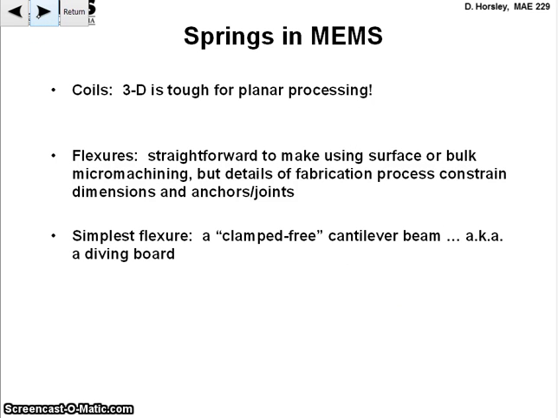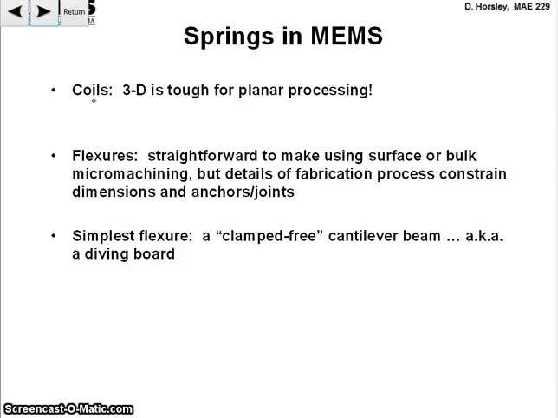So springs in MEMS. Basically we never make coils, pretty much. 3D structures are tough to make in planar processing. So we usually are drawing two-dimensional structures on a mask. A coil spring has a three-dimensional structure to it. And there are people who have made coil springs using, for example, stereolithography. So you can imagine some kind of 3D printing processes. People have made coil springs there, but what we're going to talk about here are these 2D structures that we make using lithography. And so these kinds of flexures are straightforward to make using surface or bulk micromachining.